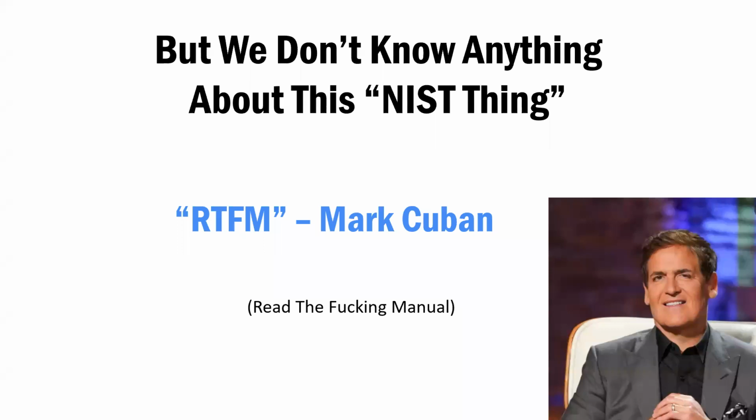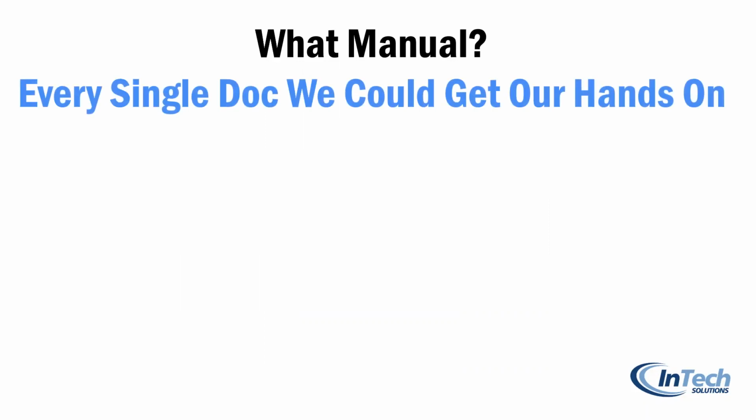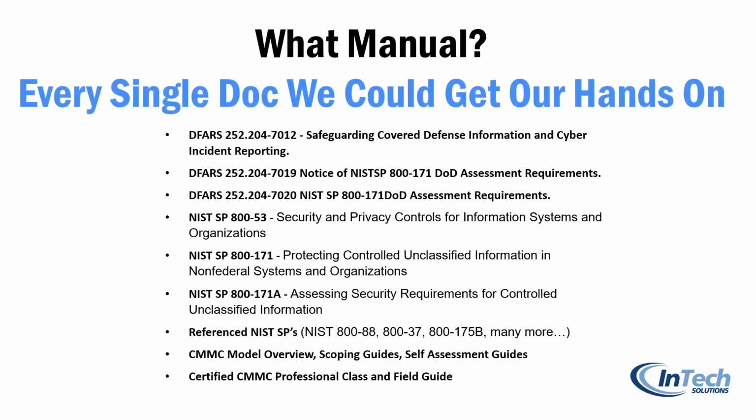I was like, well, if it worked for Mark Cuban, it's going to work for me. So what manual did I read? Every single doc that I could get my hands on, from the DFARS clauses to NIST 800-53, because I saw very quickly when I was reading the appendices in 800-171 that it kept referencing 800-53. So I was like, well, what is this thing? I dug up 800-53, and I had Sarah here, who's on the line with us, print them out. It's too hard to consume all of this.